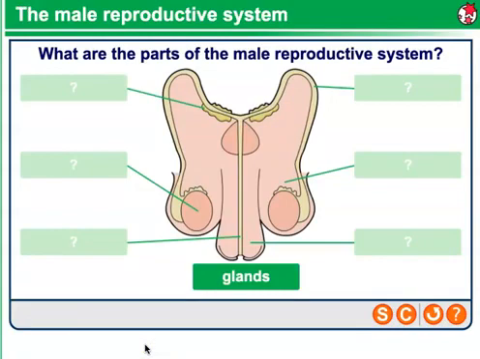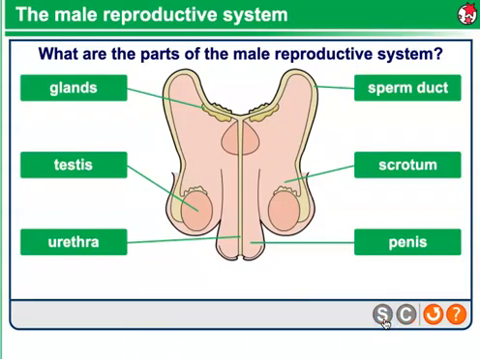The male reproductive system. The parts of the male reproductive system include the sperm duct, the scrotum, the penis, the urethra, the testes, and the glands.